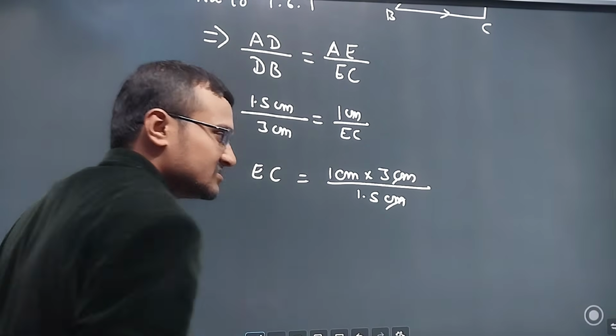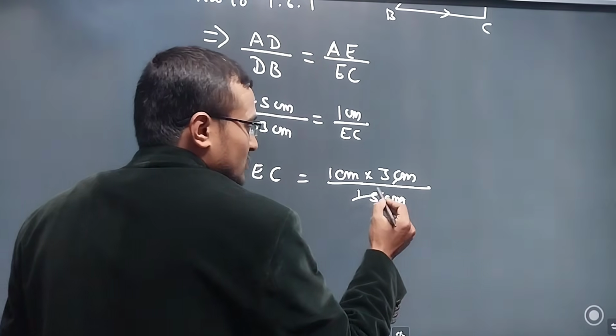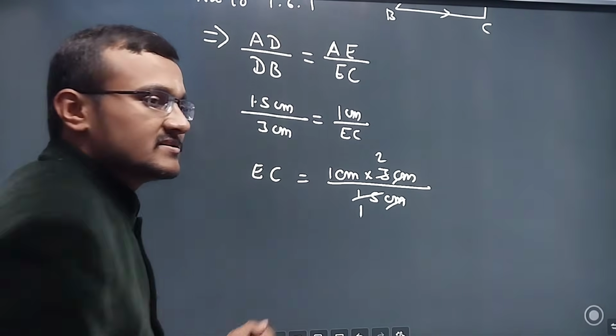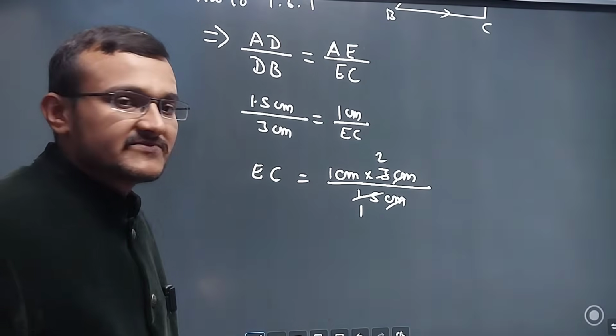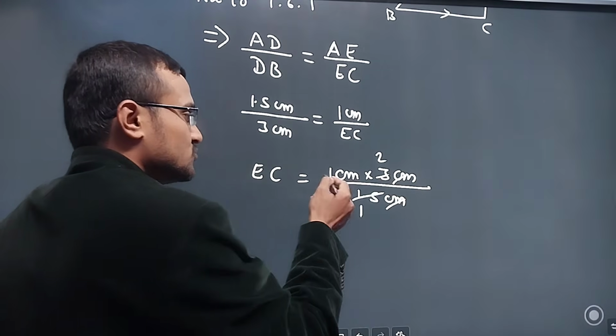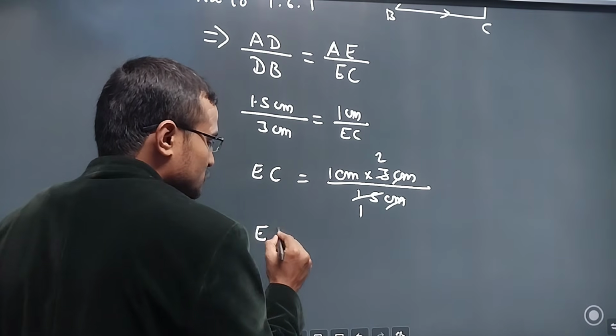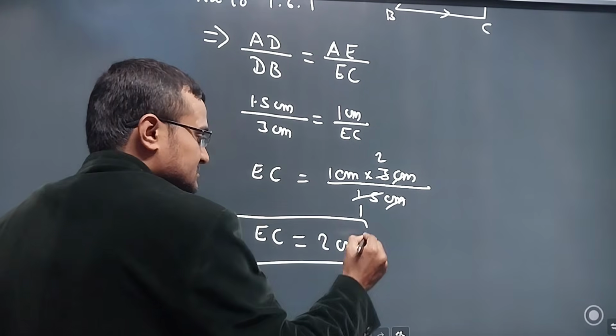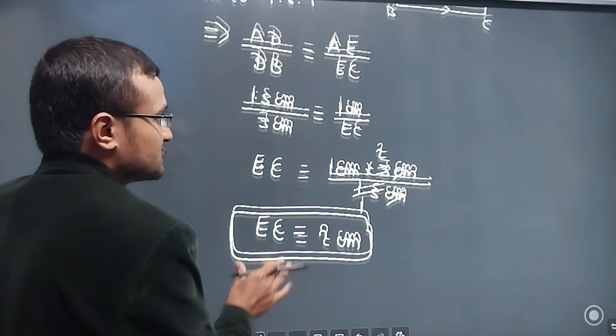Here 1 centimeter gets cancelled with each other. So 1.5 ones are 1.5, 1.5 twos are 3, because 15 ones are 15, 15 twos are 30. So 2 into 1 centimeter will be 2 centimeter. So EC is equal to 2 centimeter. This is the answer for the first part of the first question.